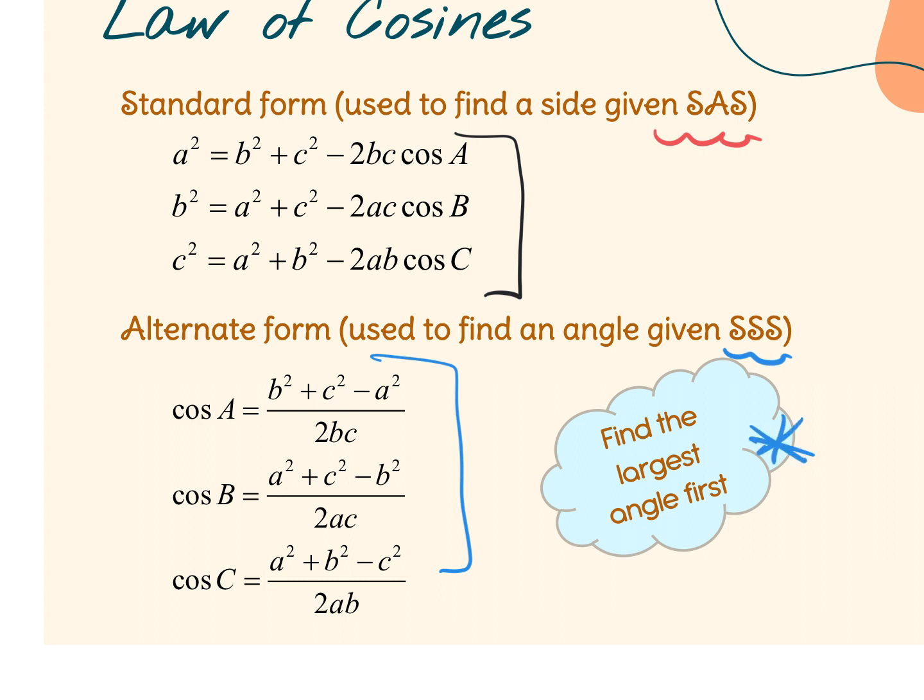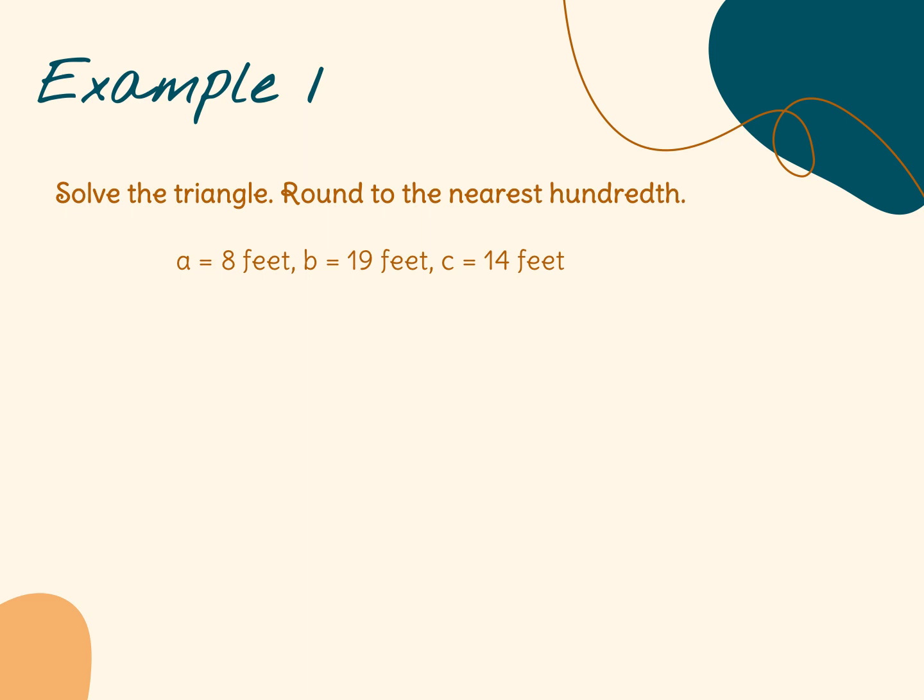Notice right here, it says to find the largest angle first. So when you're given side, side, side, which is going to be the first example I do, you have to find the largest angle first. Otherwise, your answers will be wrong. So let's take a look. The way that I can tell which angle is the biggest is by looking at which of my three sides is the biggest, which is the 19. Since 19 is the biggest number here, this tells me that angle B is going to be my largest angle, and I'm going to solve for this one first.